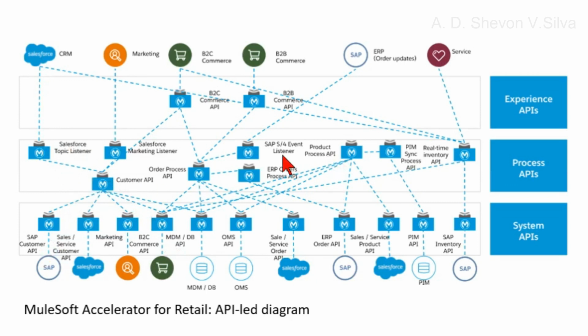RCG SAP S4 HANA event listener. The SAP event listener application supports the following functionality: listens for order events from SAP S4 HANA, converts the event payload to CIM and publishes it to Anypoint MQ. Listens for customer person account events from SAP S4HANA, converts the event payload to CIM and publishes it to Anypoint MQ.